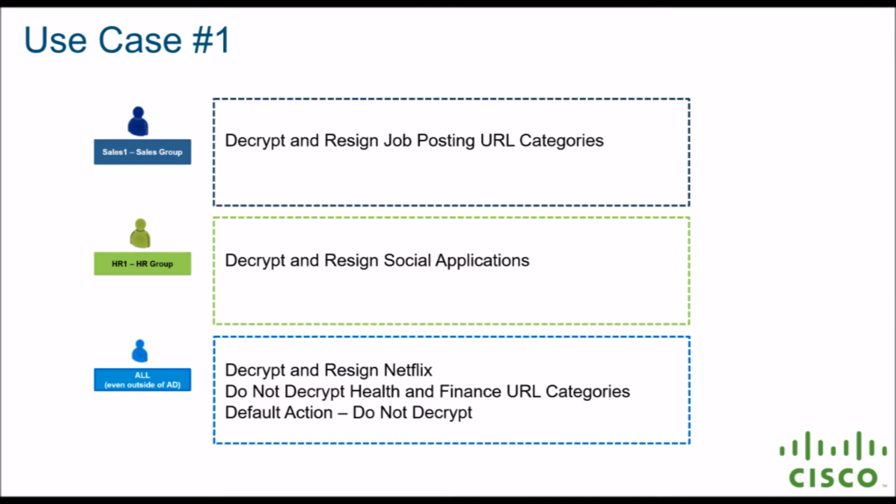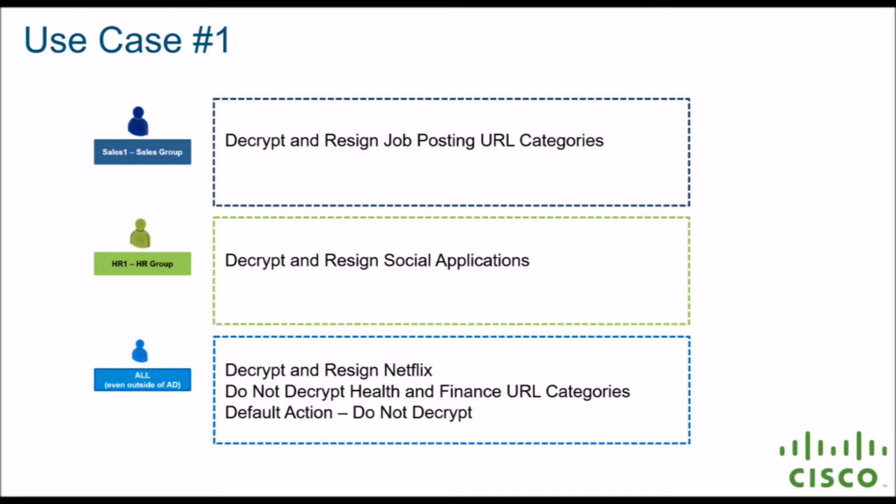So the use cases that we're going to focus on: Sales 1 is going to decrypt and re-sign job posting URLs. The HR group is going to decrypt and re-sign social applications. And then everyone's going to get decrypt and re-sign for Netflix. Do not decrypt health and finance. And the default action is going to be do not decrypt.